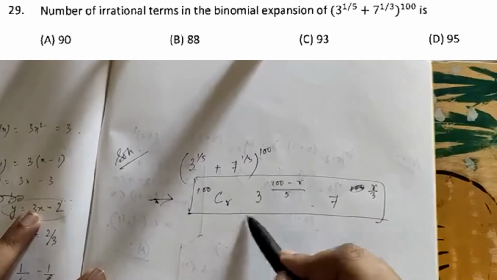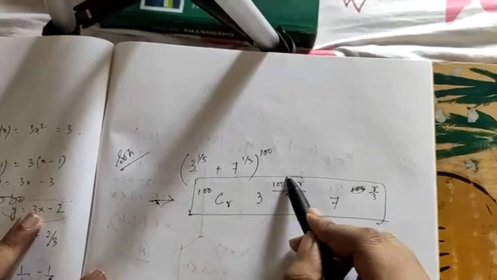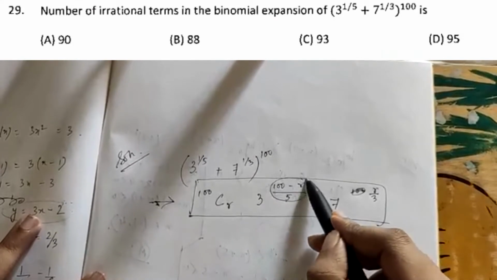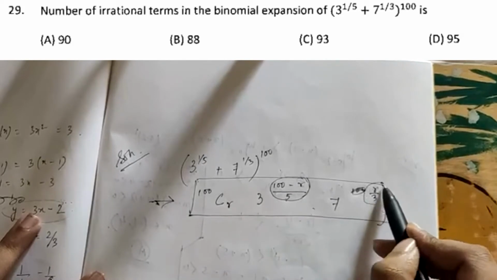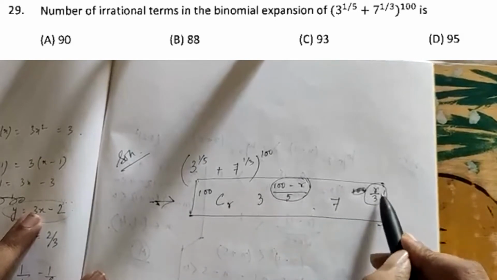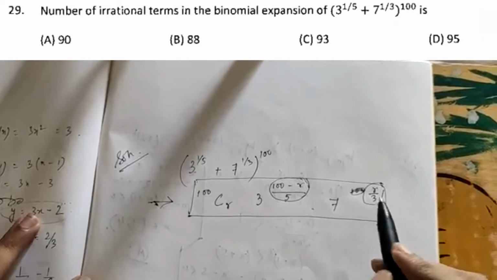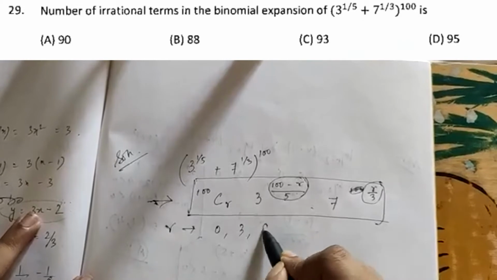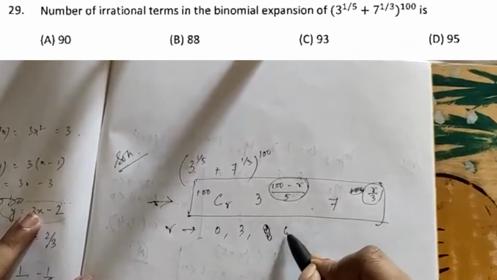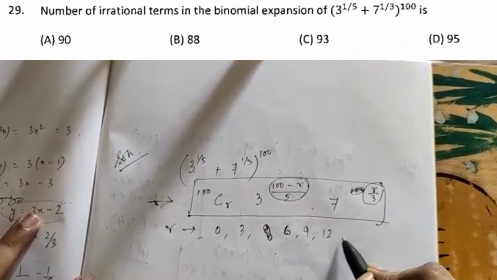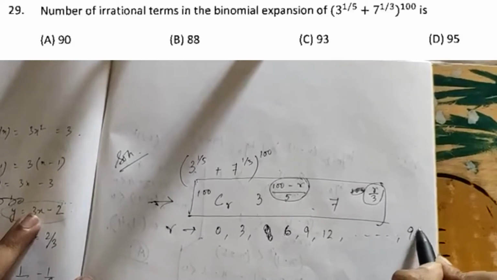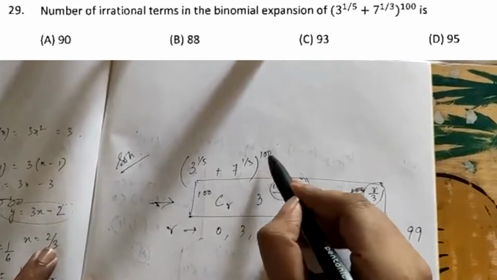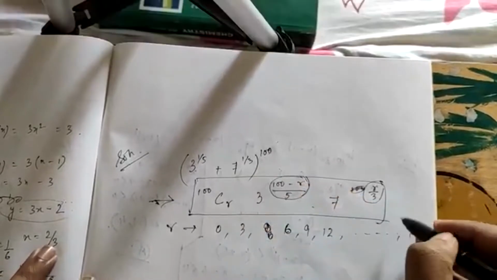For this term to be rational, you see that this power, that is (100 minus r) by 5, has to be an integral value, and r by 3 also has to be an integral value. So if r by 3 has to be an integral value, let us take the values of r as multiples of 3, that is 0, 3, 6, 9, 12 up to 99, because before 100 the last value that is divisible by 3 is 99.